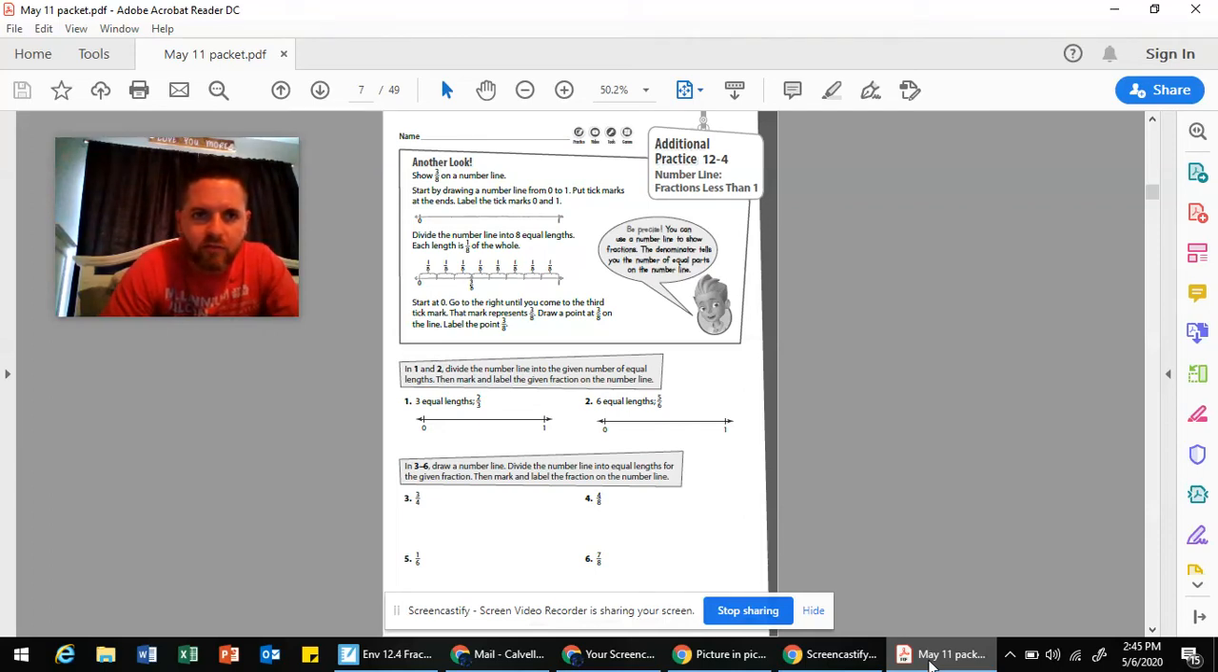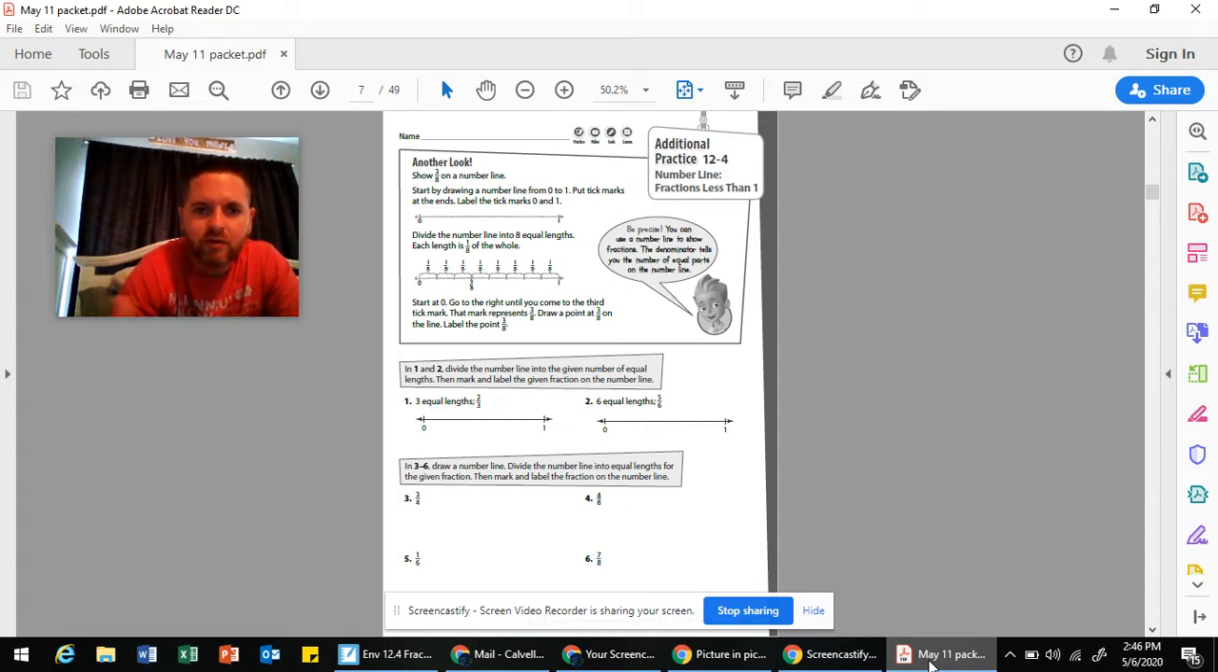Hey guys, so for the week of May 11th, you have a new packet, and part of the math work for that week is from Envision lesson 12-4. This deals with fractions less than one on a number line.